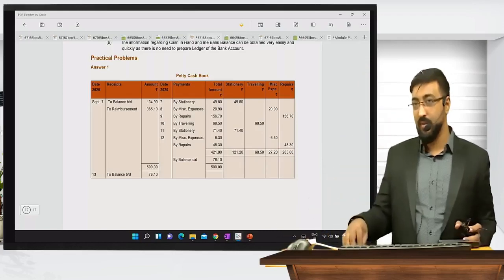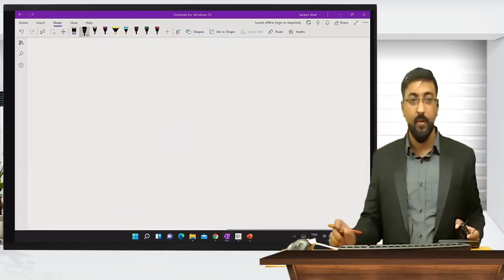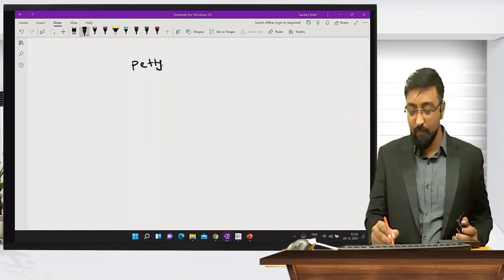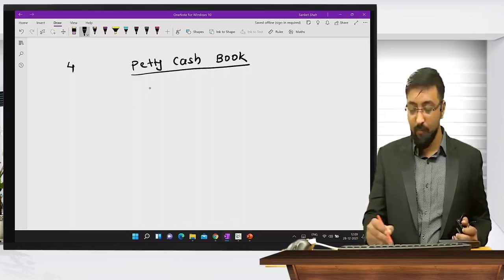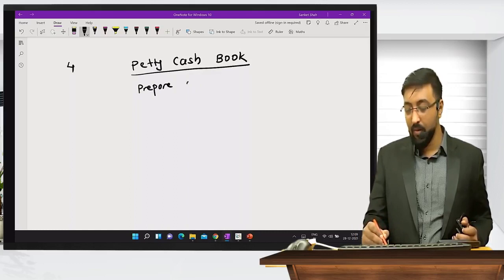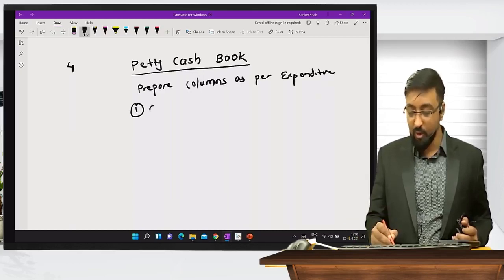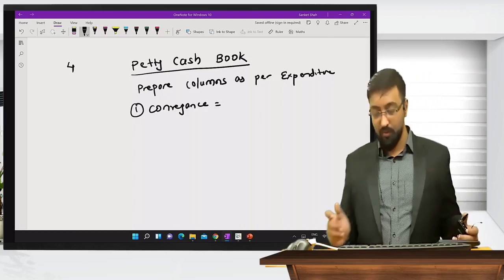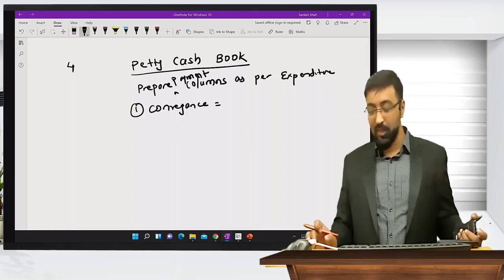Index of last two sums. Index of last two sums. Aa jaiye index mein. Pehle hi bolna tha Advika ji. Petty cash book, ILU number 4. Petty cash book. Prepare columns as per expenditure. First column kaun sa tha? Conveyance. Prepare payment columns as per expenses. Sorry, payment columns as per expenditure.